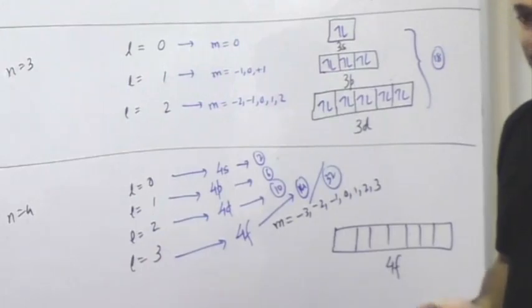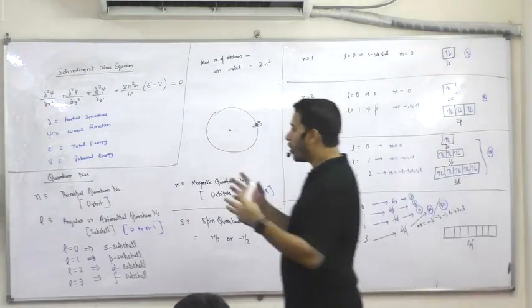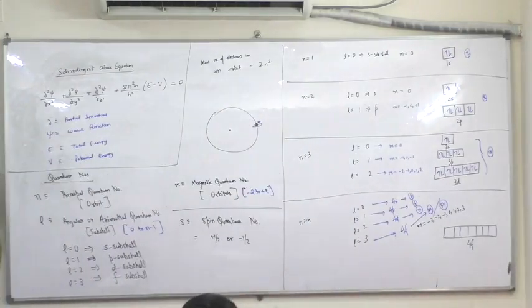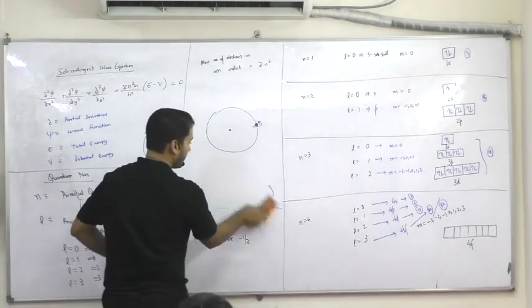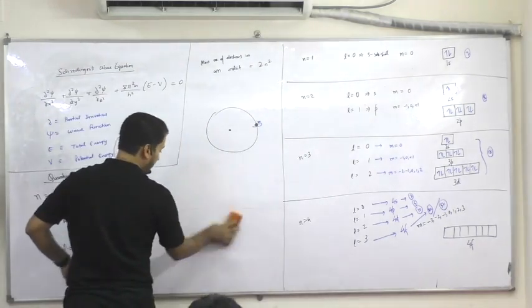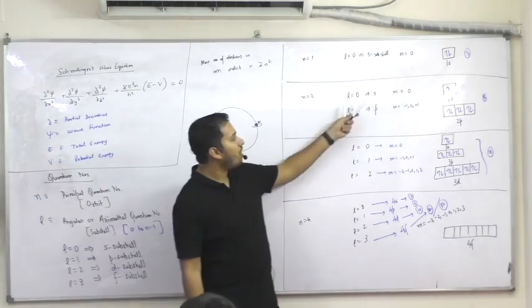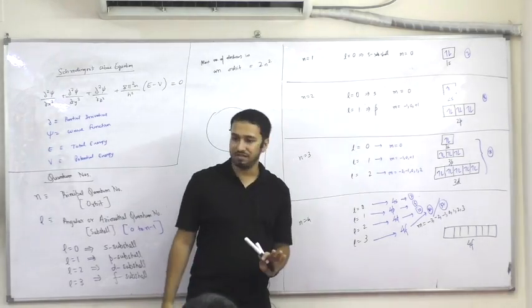Now, these orbitals represent regions in the atom where the chances of finding the electron is maximum. So we must know the shapes of these orbitals. Solving Schrodinger's wave equation gives us the shapes of these orbitals. So let me draw the shapes. It is important in our syllabus to know the shapes of s, p and d orbitals.